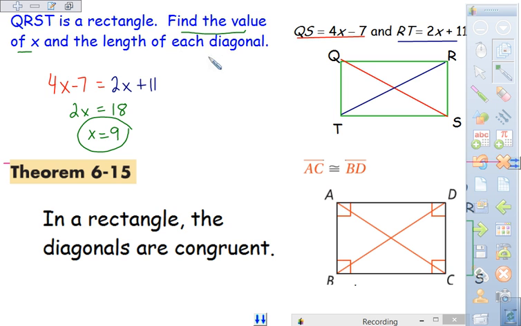Then it says find the length of each diagonal. Well, they are the same, so I only have to find it once. So I'm going to plug it in for the red. So 4 times 9 minus 7 is 29. So QS is 29 and RT is 29.